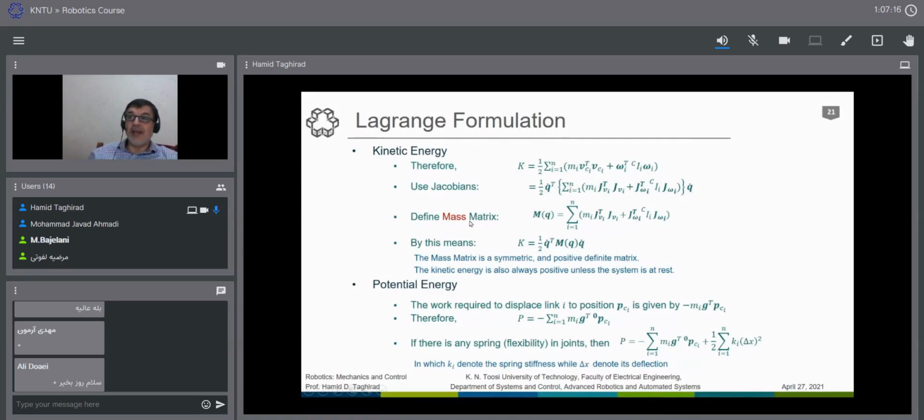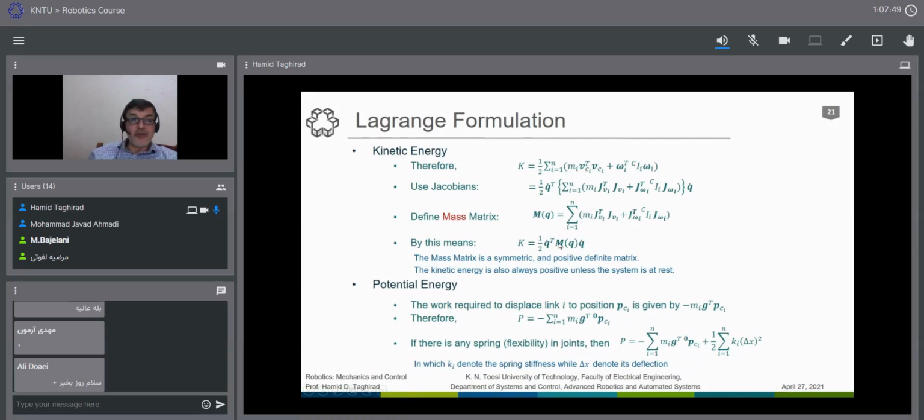We can define the mass matrix. We can find the K as 1/2 Q dot transpose M of Q, the mass matrix, times Q dot, as the kinetic energy. This is the very, very important one. What would be the mass matrix? The same old thing that we have in here, that is derived by the Jacobian VIs.